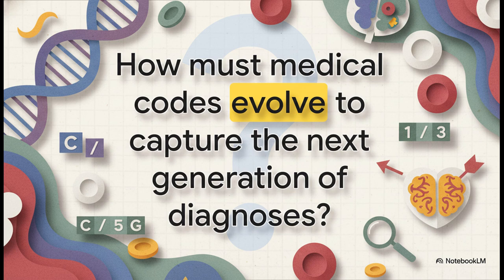And that really leaves us with one final thought to chew on. We've seen how codes adapt to new therapies that cause things like CRS. So, as our understanding of genetics, blood, and the immune system just continues to explode, how will this whole classification system need to evolve to accurately capture the next generation of diagnoses and treatments? That right there is the ongoing challenge.